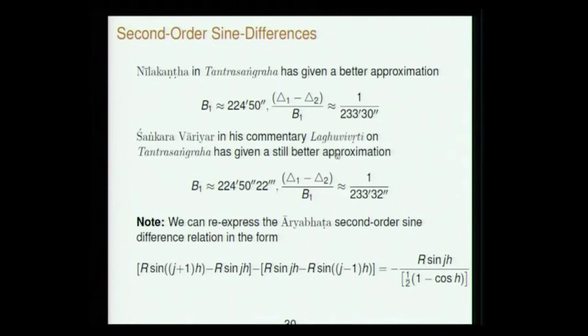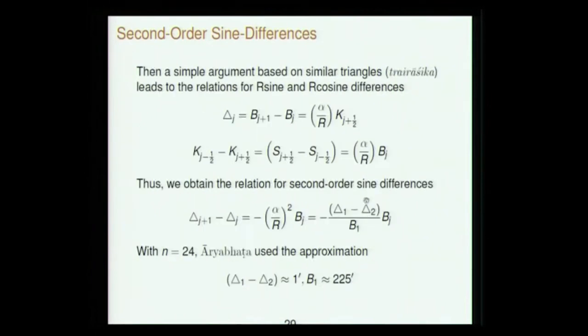Shankara Varyar, in his commentary on Tantra Sangraha, has given a still better approximation. B1 is 224 minutes, 50 seconds, and 22 thirds, and this ratio is 1 over 233 minutes, 32 seconds. So, you use this in this equation, then you already know B1. And you know this ratio also, you can use this immediately to calculate the sine difference, from that the next B, next sine difference, next B, like that you can calculate B1, B2, B3, and so on.